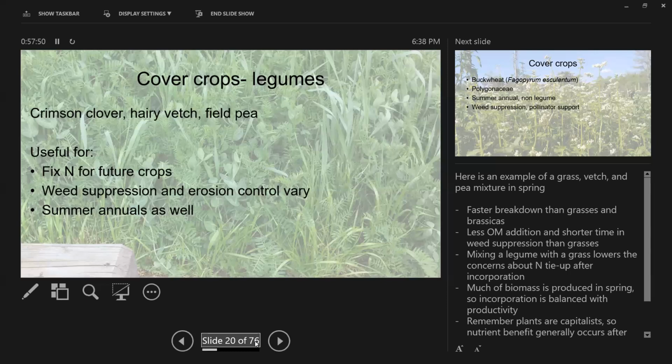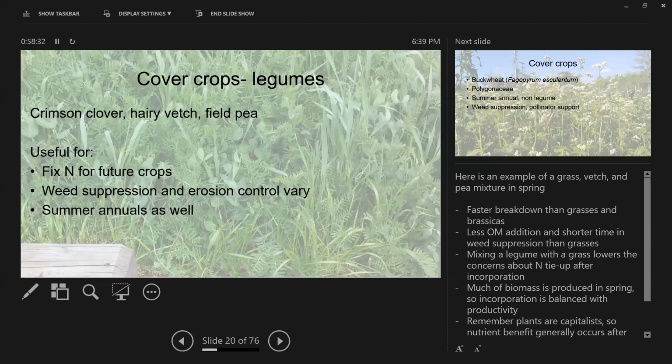So as these cool season cover crops get through the heat, yes, they're going to start dying back, and you've got your natural hay, your natural straw that you just leave lay there. Or you can pull it up, whichever you want. The legumes, they do break down a little bit faster than the grasses. Grasses have a lot of carbon in them. They say less organic matter addition, shorter time in the weed suppression than grasses. Mixing a legume with a grass lowers the concerns about nitrogen tie-up after incorporation.